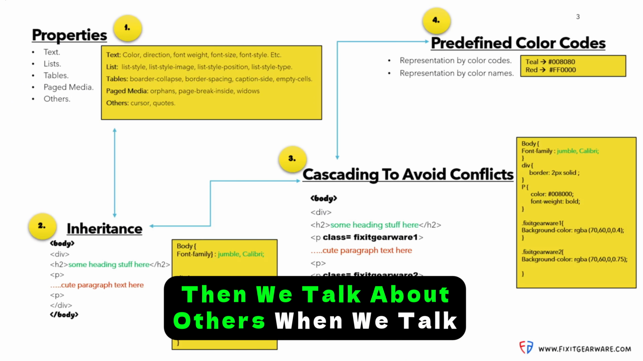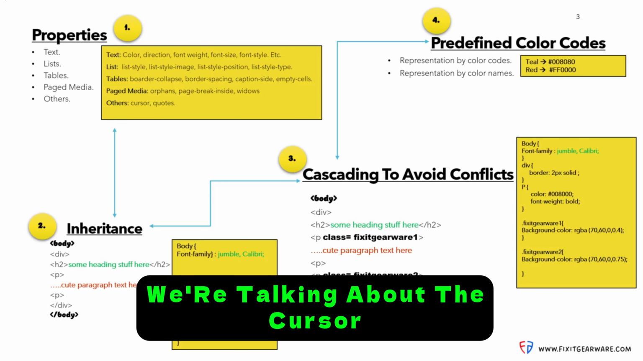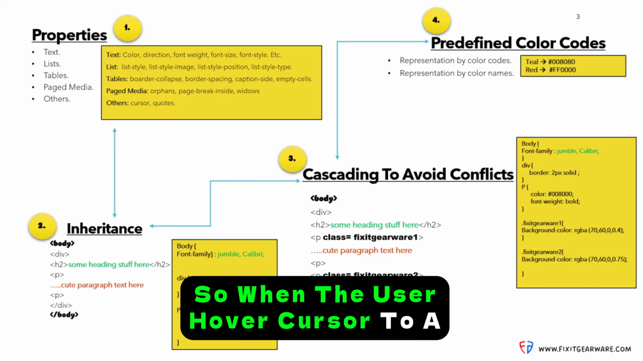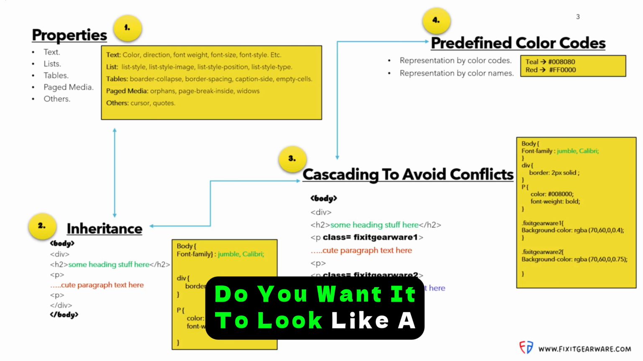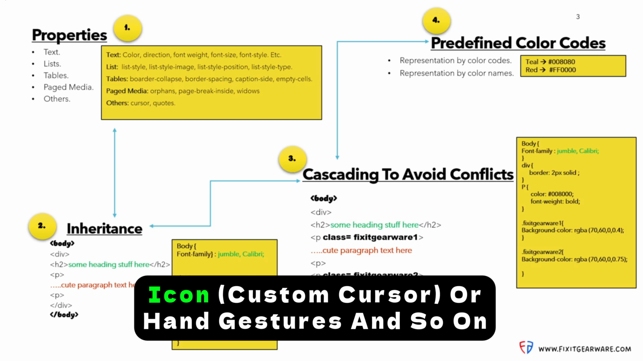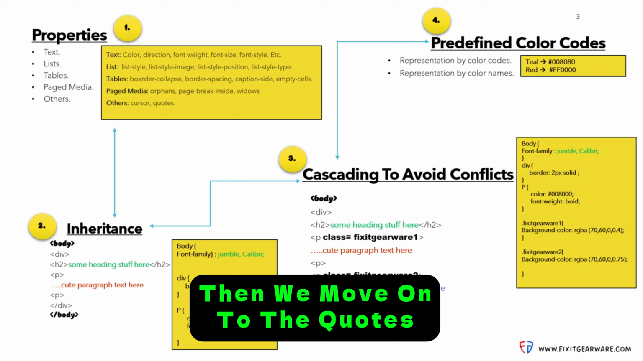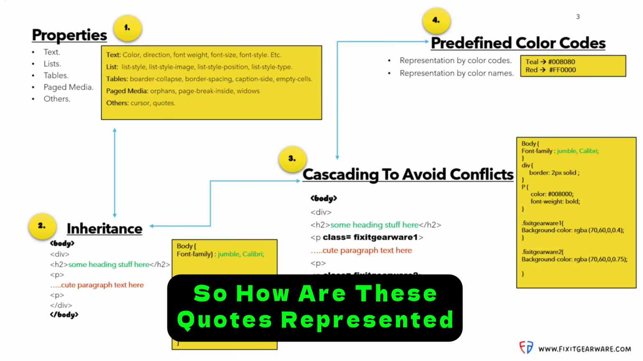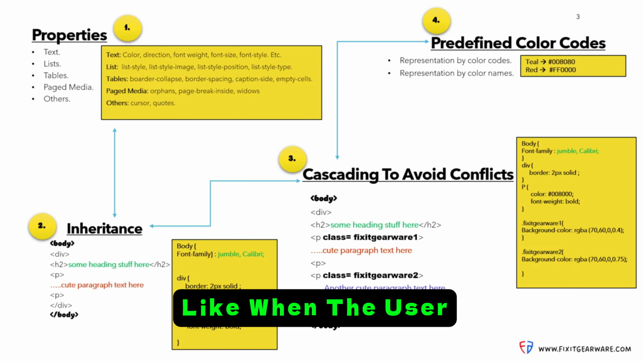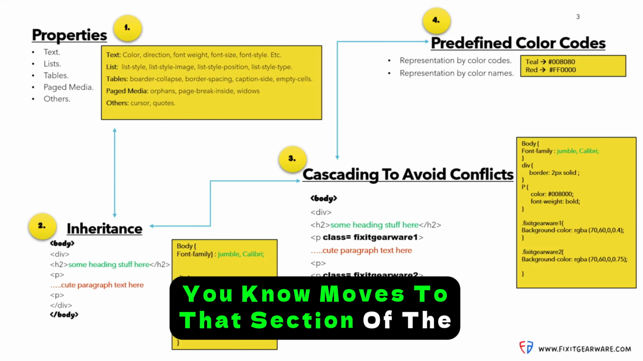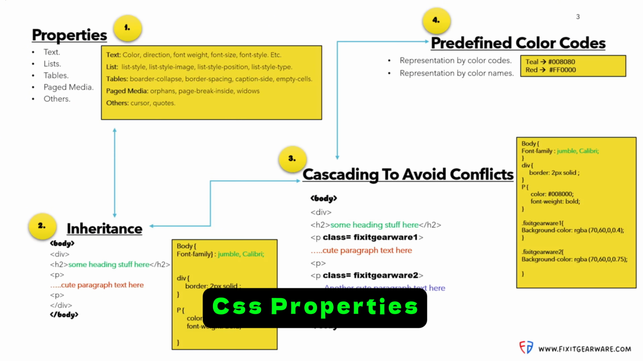Then we talk about others. When we talk about others, we're talking about the cursors. So when the user hovers the cursor over a specific text, how do you want the cursor to look like? Do you want it to look like a unique star icon or hand gestures and so on? Then we move on to the quotes. So how are these quotes represented? Is it in block format? How do they look when the user moves to that section of the CSS properties?